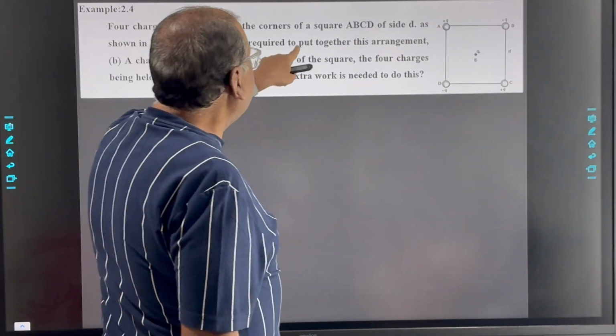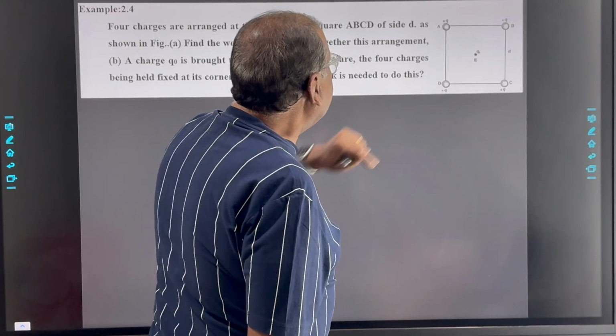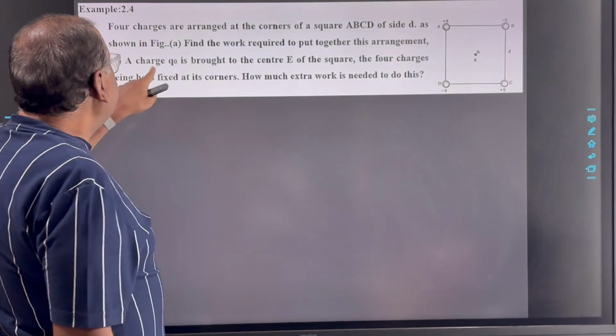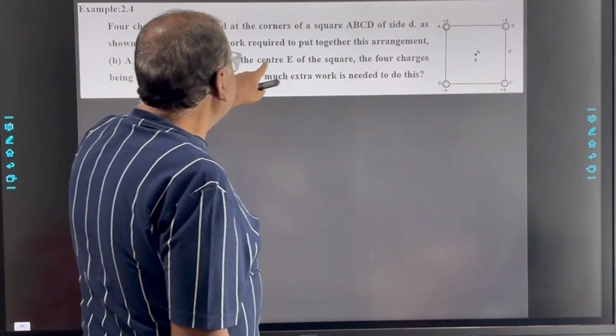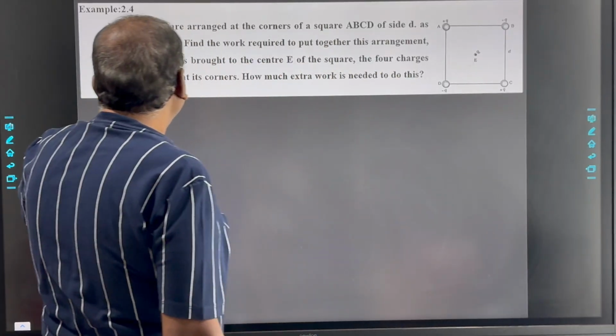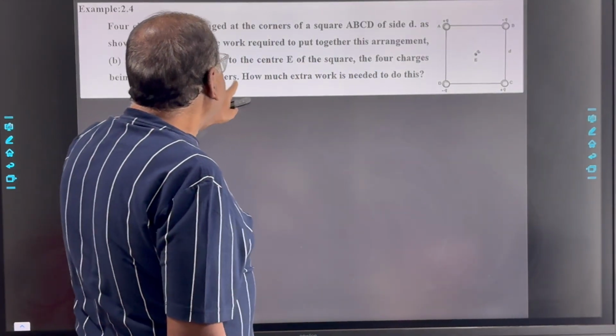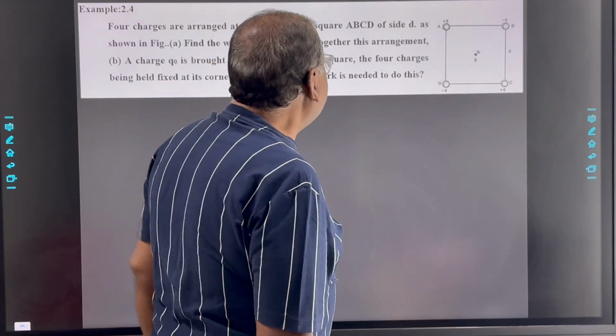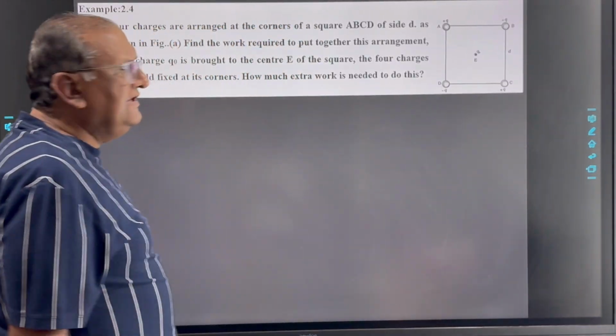Find the work required to put together this arrangement. B. A charge Q0 is brought to the center E of the square, the 4 charges being held fixed at its corners. How much extra work is needed to do this?